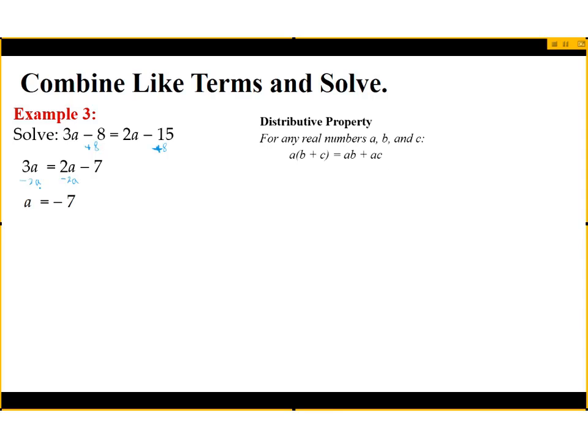Distributive property, we use that to simplify expressions. If we have a times b plus c is equal to ab plus ac. Let's say we have 3 times x plus 5. We use the distributive property to distribute that. You get 3x. We distribute 3. 3 times x would be 3x. 3 times 5 would be 15.